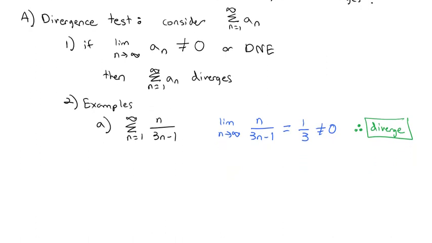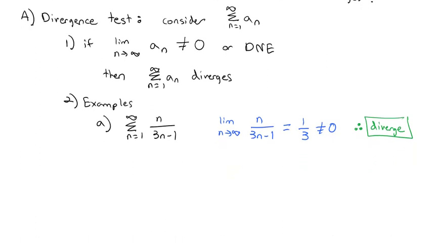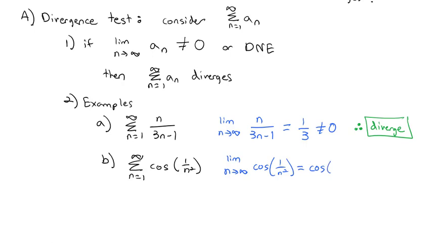Anytime the limit as n goes to infinity of the individual terms is not 0, it will diverge. So if we tried to find the sum as n goes from 1 to infinity of the cosine of 1 over n squared, we can do the same thing. We'll take the limit as n goes to infinity of the individual terms, cosine of 1 over n squared. Well, if n gets huge, this becomes 1 over a huge number, which basically means we're taking the cosine of 0, and we know the cosine of 0 is equal to 1, which again is not equal to 0. So eventually, we're just doing plus 1, plus 1, plus 1, plus 1, plus 1. That's never going to settle out at a number. Therefore, this series diverges as well.